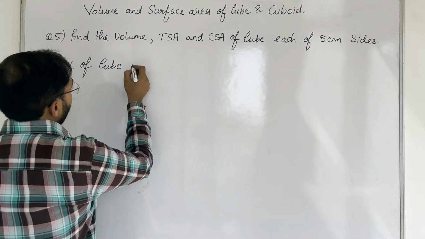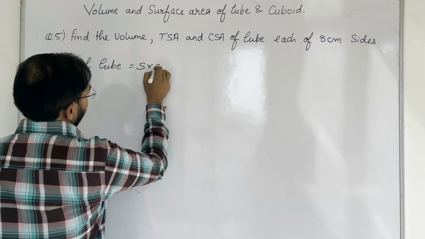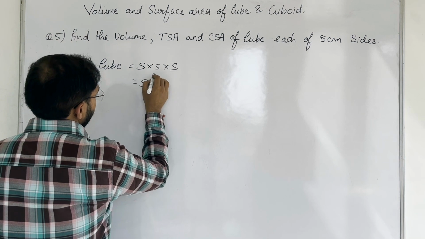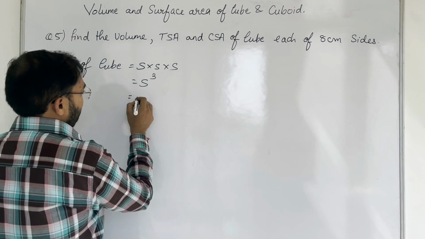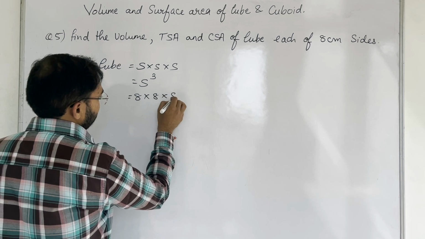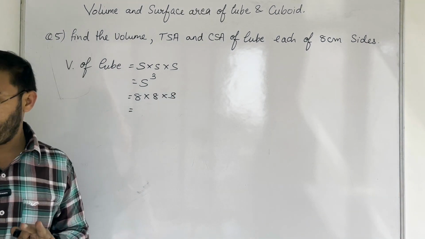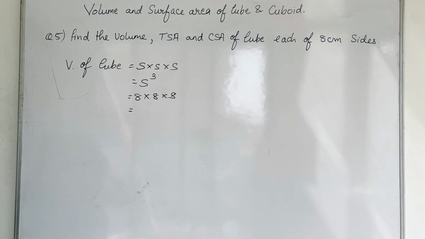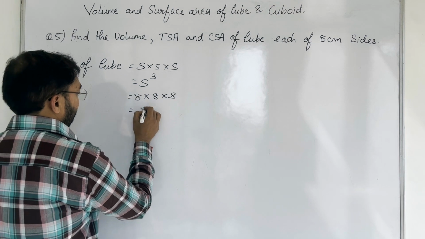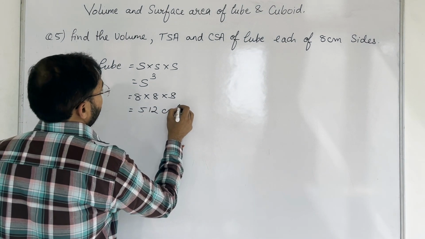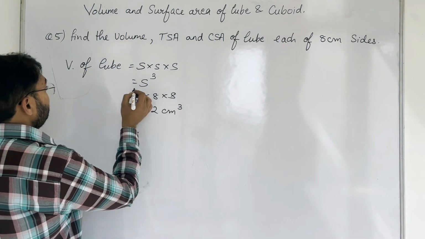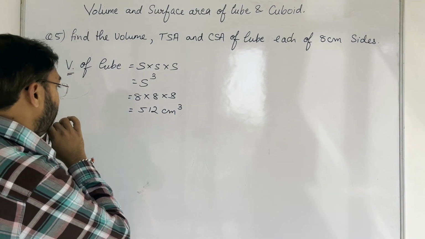That means the volume of cube equals side into side into side, which equals side cube. Now what is the side? 8. That means I have to multiply 8 three times. 8 8s are 64, and 64 8s, our answer is going to be 512 centimeter cube. Why are we using cube? Because we are finding the volume.